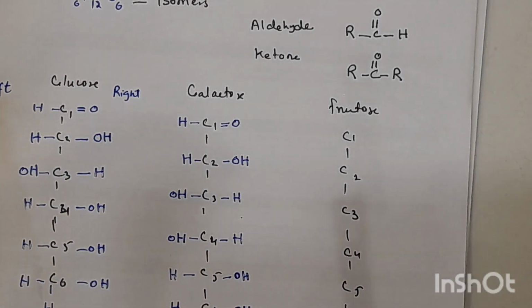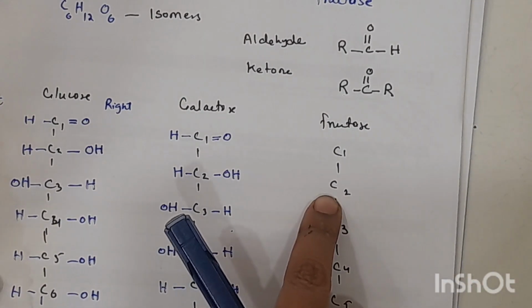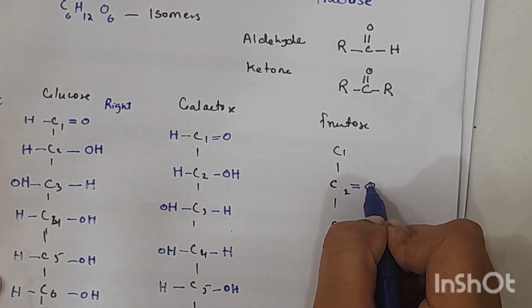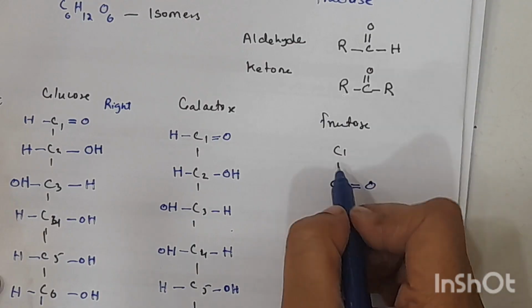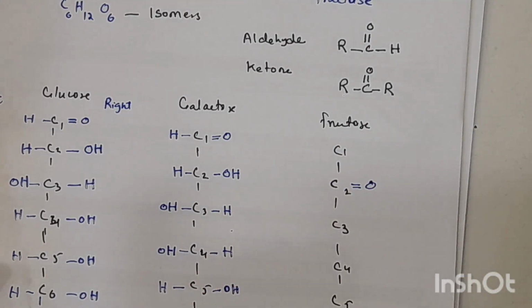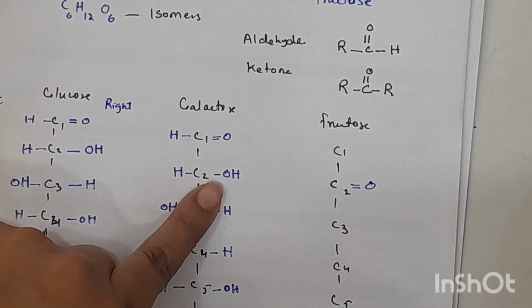Okay, now for fructose, we will write its functional group on the second carbon. This is the carbon and it makes a double bond with oxygen, according to the ketone group, and this is one alkyl group and this is the other alkyl group. Now, according to the rules like that of glucose and galactose, this is the right side of fructose and this is the left side of fructose.